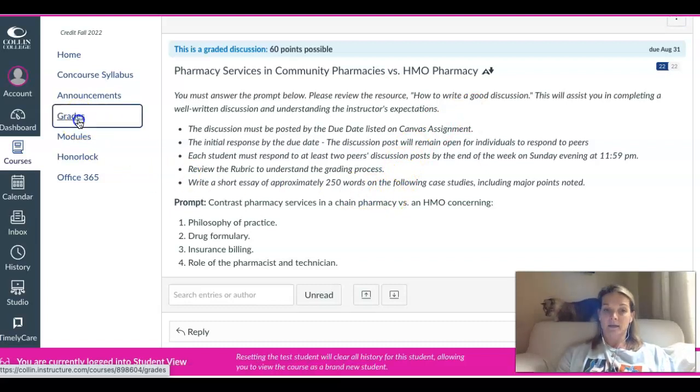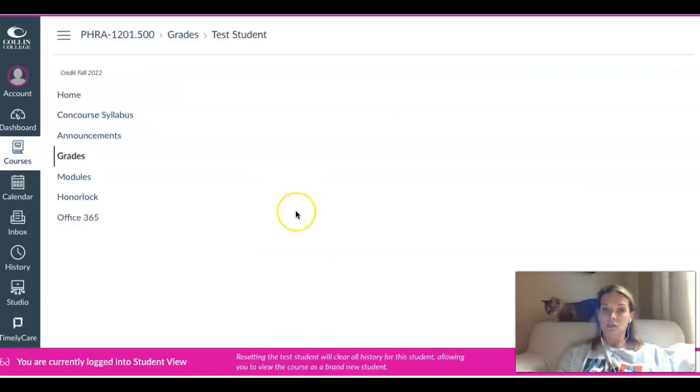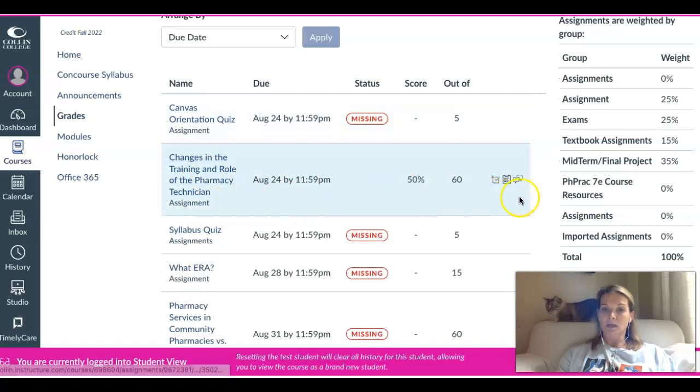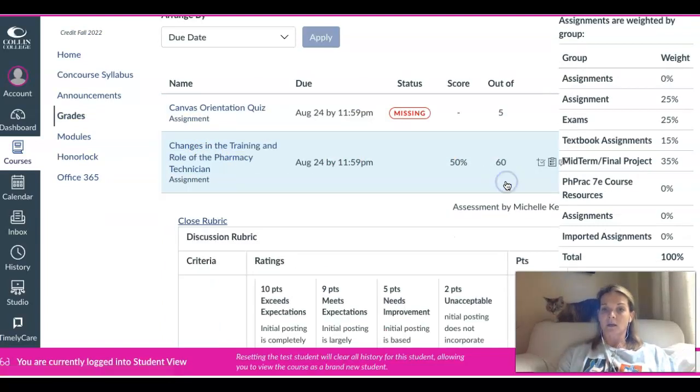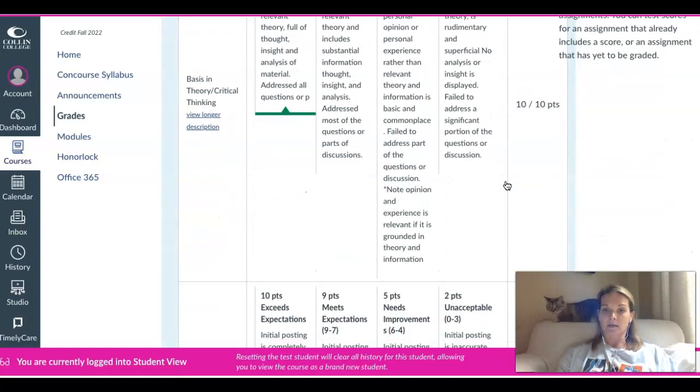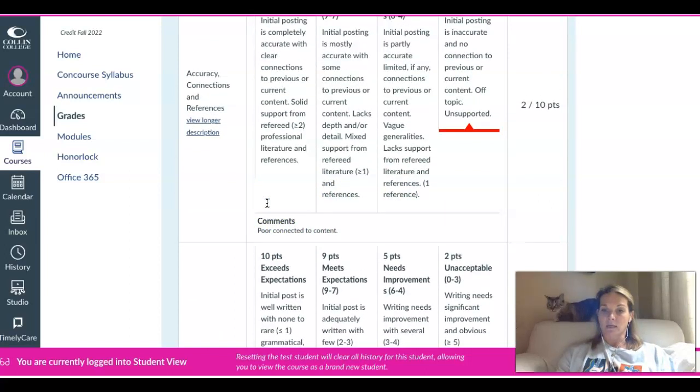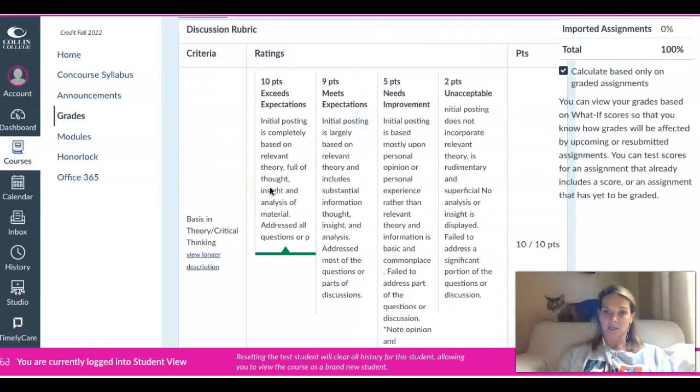One last thing, I'm going to review how to look at grades. To make sure you understand what you scored poorly on, when you open grades, you want to click on this little icon, which looks like a clipboard, which will open up the rubric and it'll give you all of the comments below if there was something you did poorly on. You should have comments on every section.